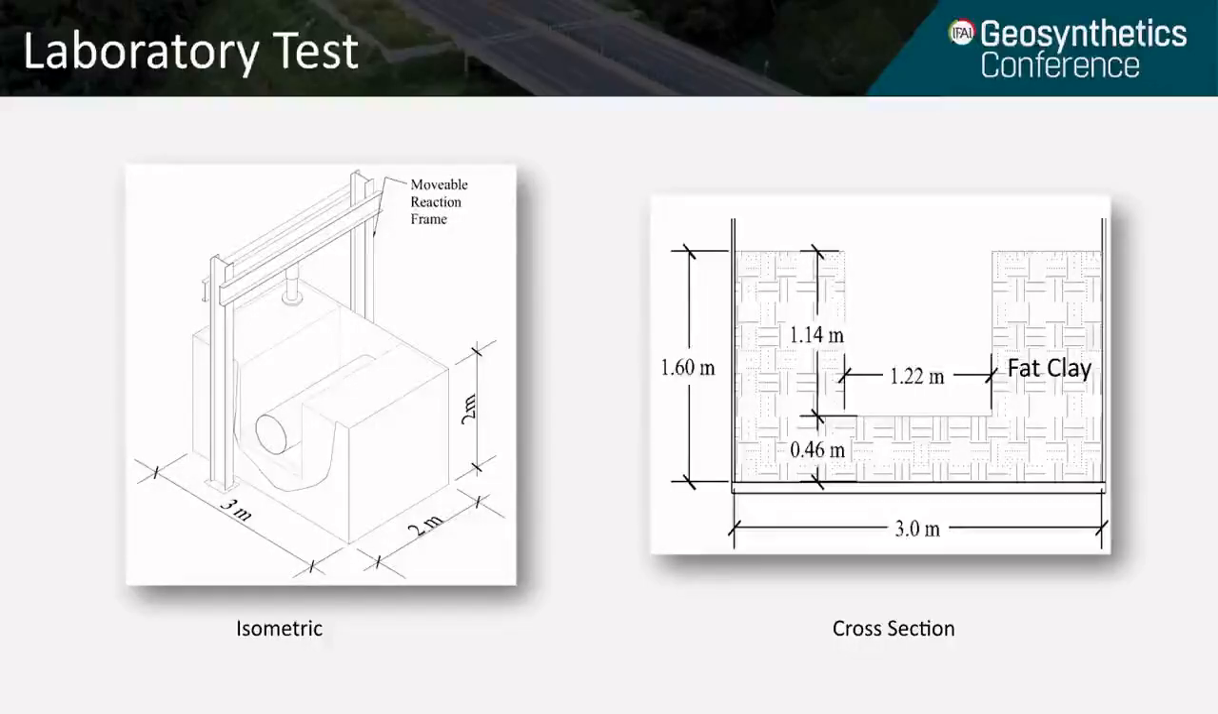Inside the box, a fat clay was used as in situ soil to act as a material outside the trench. The trench was created with forms while the clay was compacted on the outside of the forms. The resulting trench was 1.22 meters wide and 1.14 meters deep, or approximately 4 feet wide by 3'9" deep.